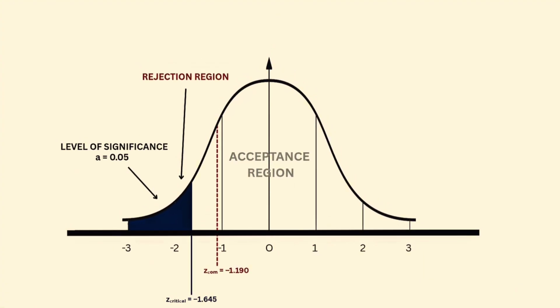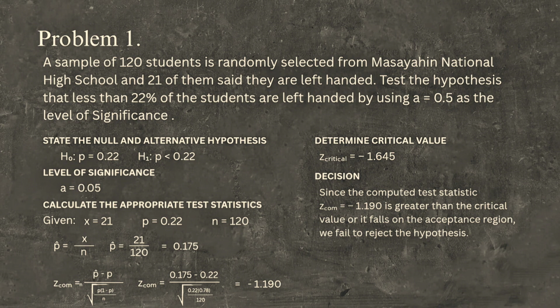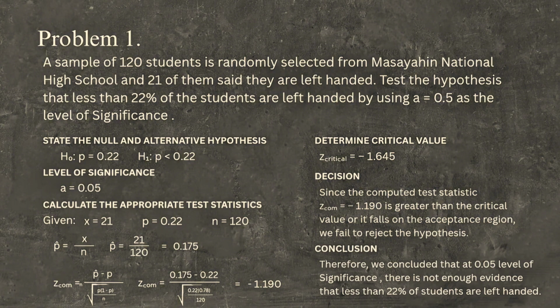So for our decision, let's compare the computed value and the critical value. Since the computed test statistic, which is negative 1.190, is greater than the critical value, or it falls in the acceptance region, we fail to reject the null hypothesis. So our final conclusion, therefore, we conclude that at 0.05 level of significance, there is enough evidence that less than 22% of the students are left-handed.